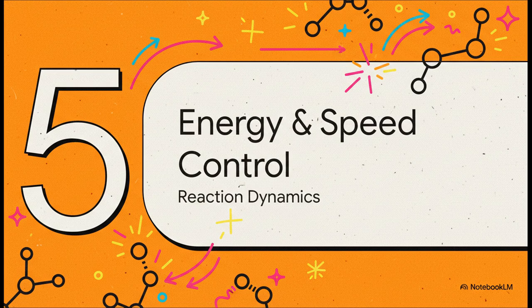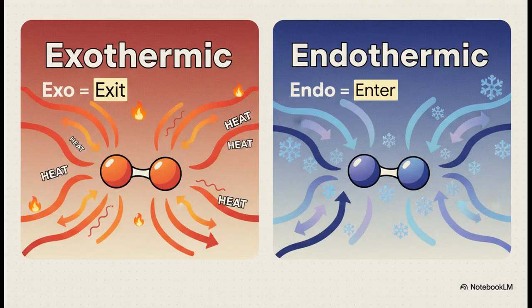Last section. Let's talk about energy and speed control, or what we can call reaction dynamics. When it comes to energy, every reaction does one of two things. It either releases energy or it absorbs it. If it releases heat, it's exothermic. Just think exo for exit. These feel hot, like the respiration happening in your body right now. If it absorbs heat, it's endothermic. Think endo for enter. These feel cold, like photosynthesis in a plant leaf.